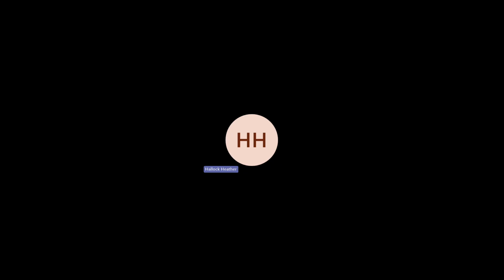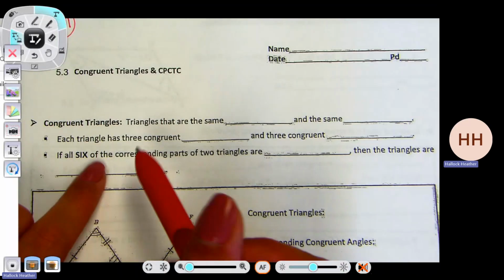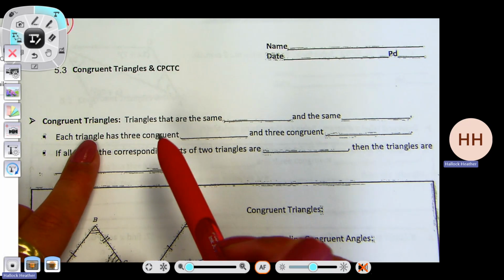C, which is corresponding parts of congruent triangles are congruent. That's going to be on your EOC, just so you know. But we'll talk about the acronym in a second. So triangles are congruent.